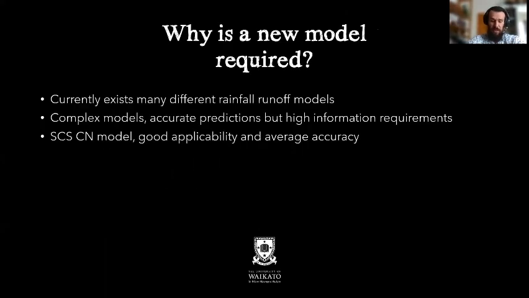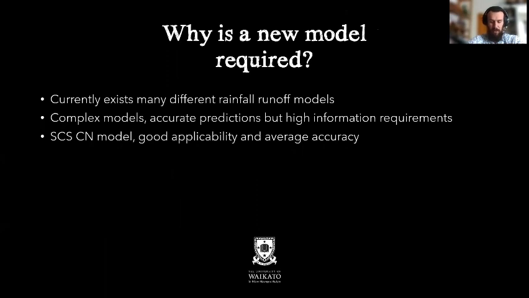So the next logical question is, if rainfall runoff modeling is so important, then there should already be several good models out there. Why do we need a new one? This is a good question. It is true that there are several good models out there, some of which are excellent at predicting runoff for rainfall events, but each of them has their drawbacks.